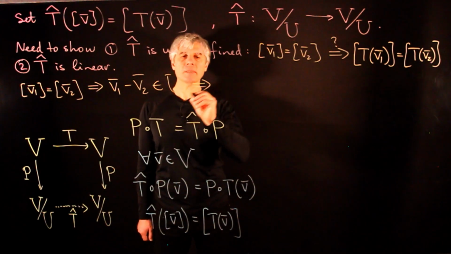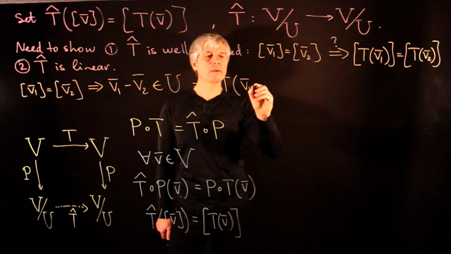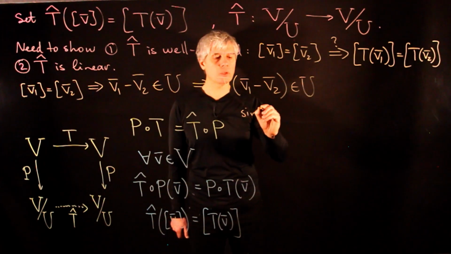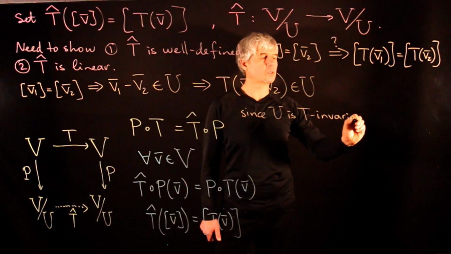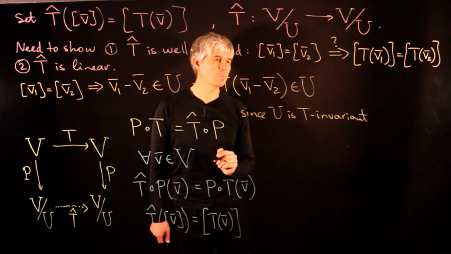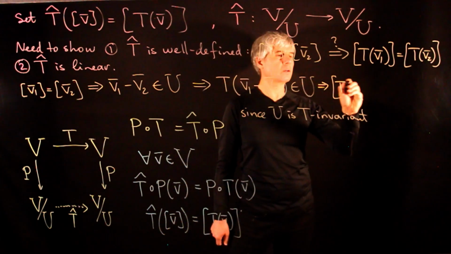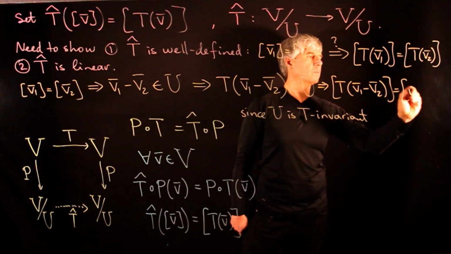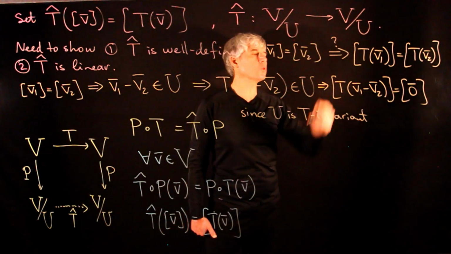But then let's apply T to this vector. So this will tell us that T of v1 minus v2 also belongs to the subspace U, since U is T invariant. And so if we take a vector in U and apply transformation T, then the result is again in U. And this tells us that the class of the vector T of v1 minus v2 is the zero class, because the class of any vector in U is a zero class in the quotient space.